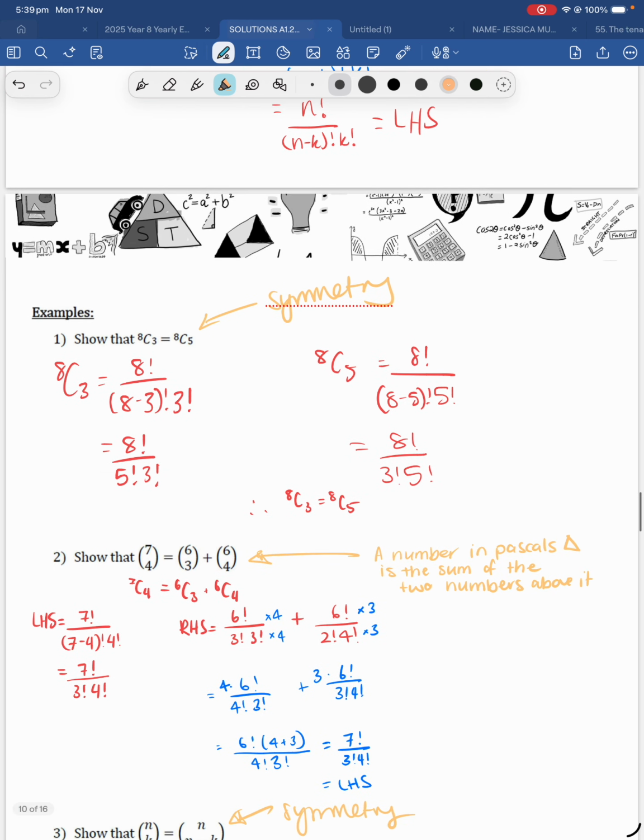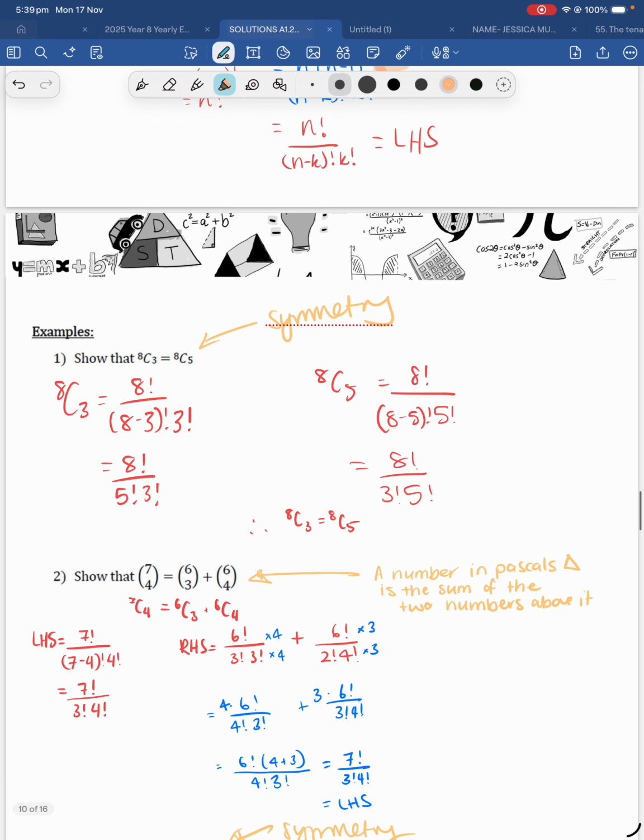The next one down here, remember our brackets is the same as this form here that I've rewritten out with my C's. This one is actually the proof that a number in Pascal's triangle is the sum of the two numbers above it. Okay, and you'll see that when we fill it out, but I like to rewrite it out in this form, just helps my brain register it. So again, start with the left-hand side, I clean it up, then I go to my right-hand side.